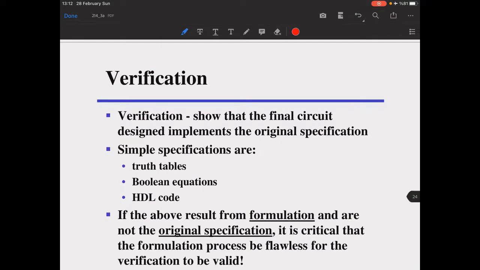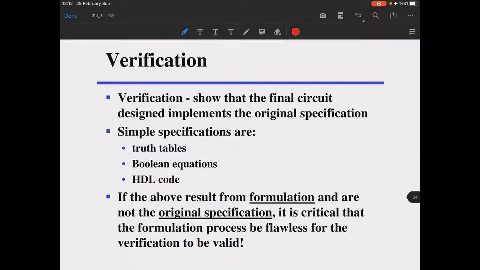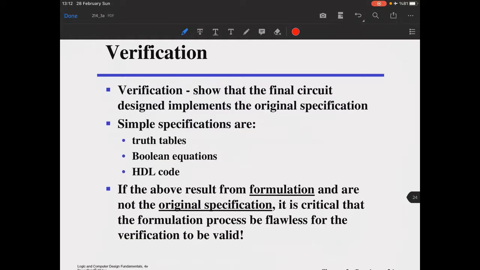The last part is the verification part. It shows that the final circuit designed implements the original specification, what you've been asked for in the question. Simple specifications are the truth tables, Boolean equations, or your HDL code. For example, you might have written your code in hardware definition language or something. You can also check this as well.